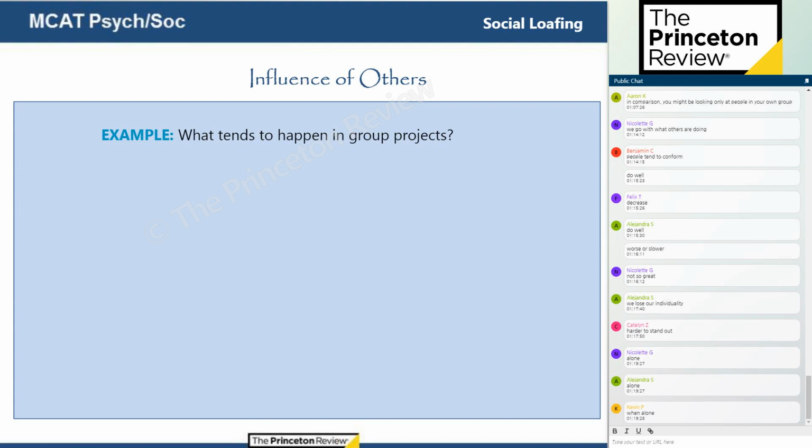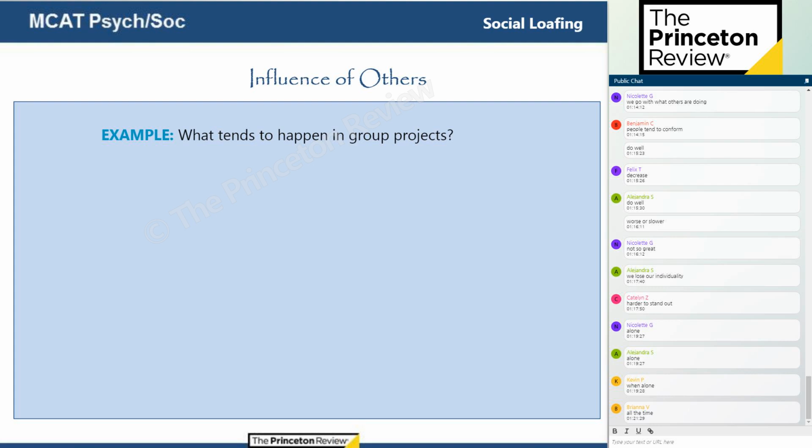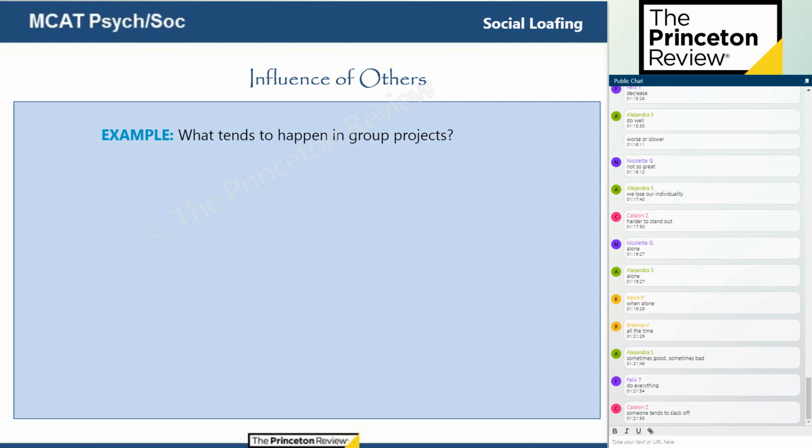Okay. How many folks, let's see a show of hands, how many folks have had to do group projects in school? Dadgum near everybody, right? Yeah. How did you feel about that? What are your thoughts about group projects? What usually happens when you do a group project? Yeah, sometimes good, sometimes bad.